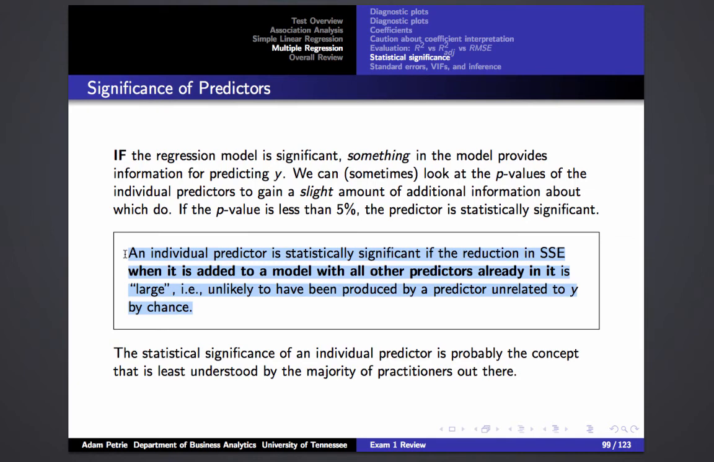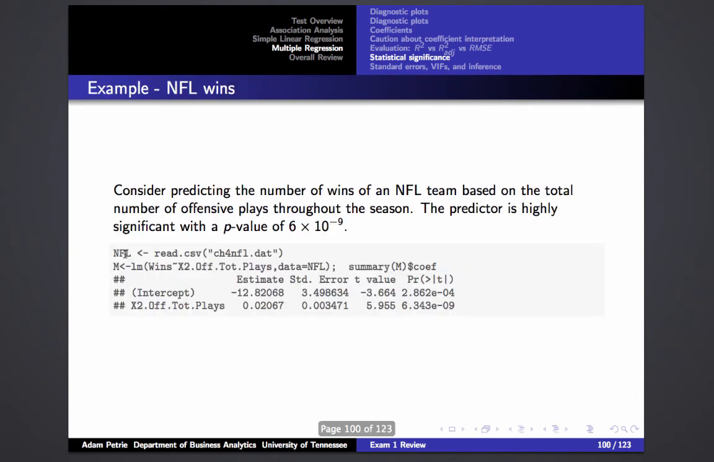So when we gauge the significance of an individual predictor, we're imagining a model that already has all the other predictors in it. We add in our x variable and we look to see how much of that sum of squared errors gets reduced. Did it get reduced by more than what we would expect just by random chance? If it did, then we say it's significant. Or in other words, adding x into that model with all the other variables in it significantly increases the amount of information about y in the model. All right. So significance is also model dependent.